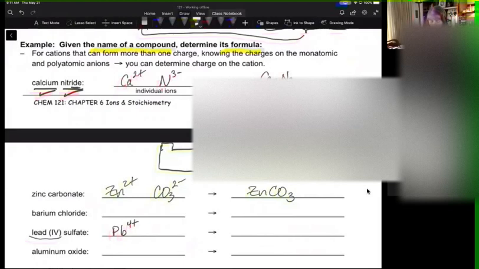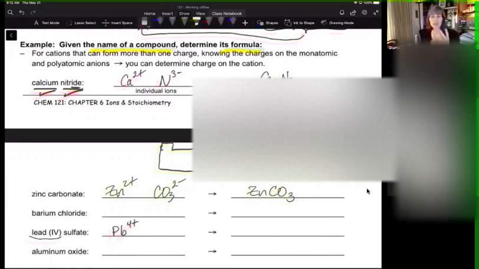Now we started with calcium nitride. We know the charges on calcium and nitride, and so we're going to use the crossover method to form a neutral compound. So it has to be a neutral compound, total charge is 0. For calcium nitride, that would be Ca3N2. So there's 3 calcium ions for every 2 nitride ions, and we know that just by the name, just by the location on the periodic table.